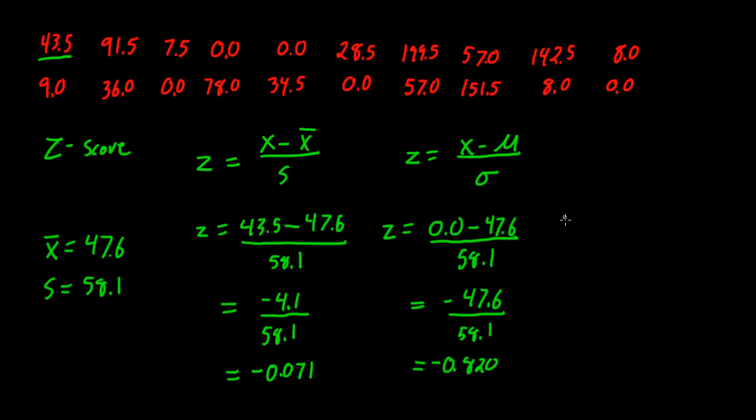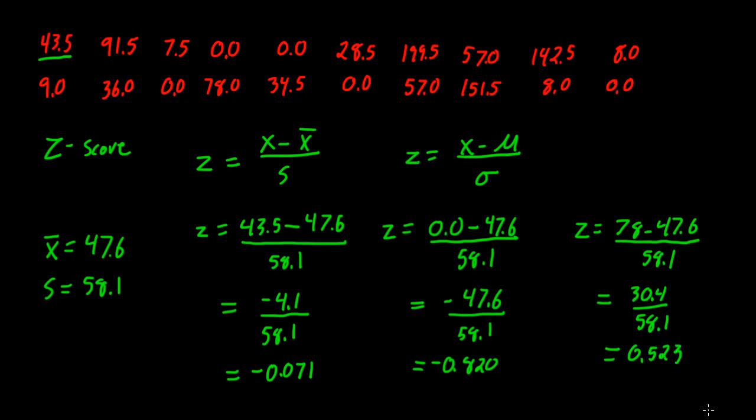And the last example we're going to do is we're going to be calculating the Z-score for 78. So we have 78 minus 47.6 divided by our standard deviation again of 58.1. So if we do that subtraction up top, we get 78 minus 47.6 is equal to 30.4 divided by our same 58.1. And for our Z-score, we get 0.523.